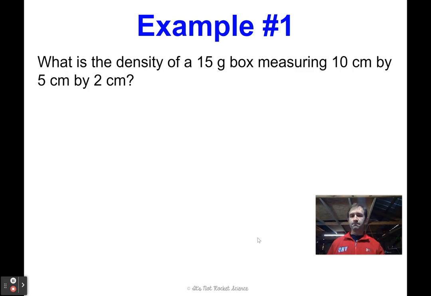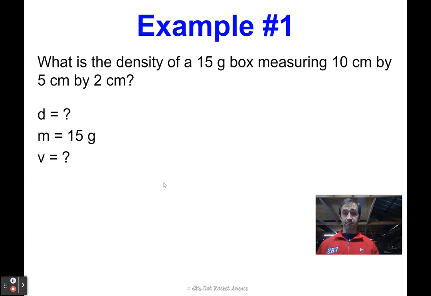Example one. What is the density of a 15-gram box measuring 10 centimeters by 5 centimeters by 2 centimeters? What it's doing here, guys, is asking you for the density. So density equals mass divided by volume. We've got the mass, it's 15 grams. Then we need the volume. It didn't specifically give us the volume, but it gave us the dimensions of a box. So to find the volume, 10 times 5 times 2.